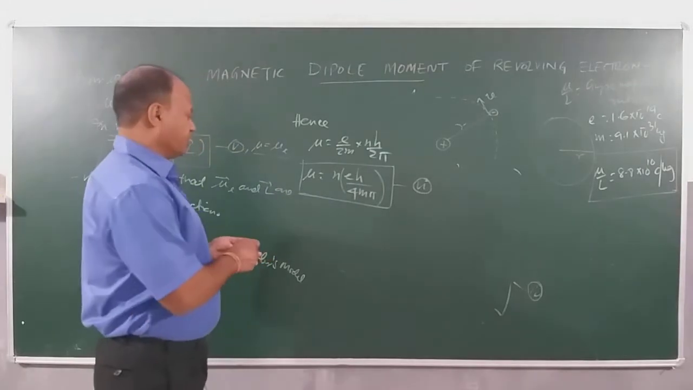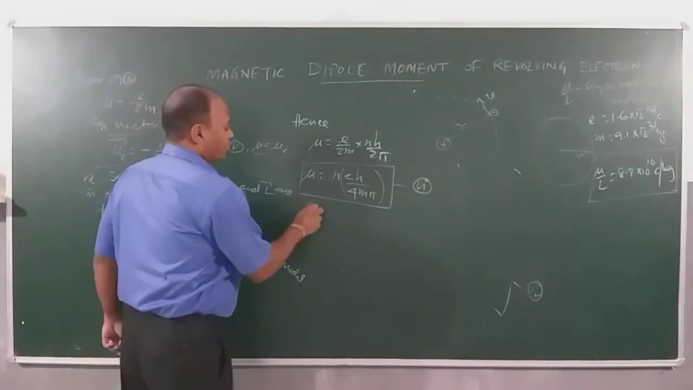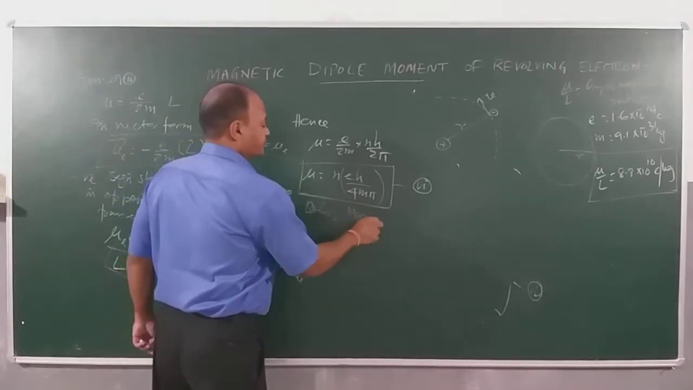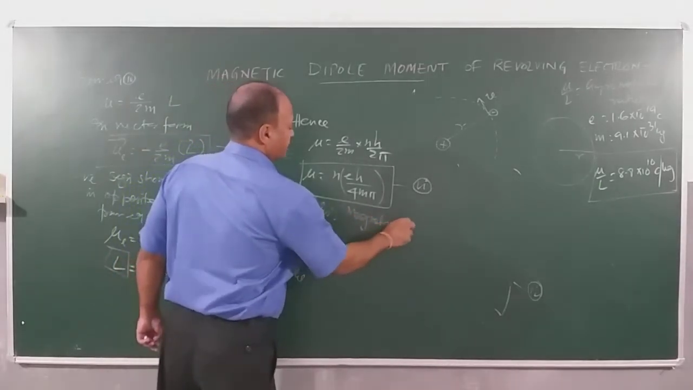Okay. So here we have a term, Bohr's magneton, and we denote it by Bm.